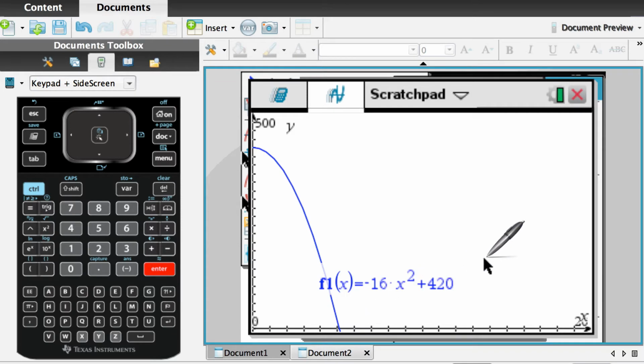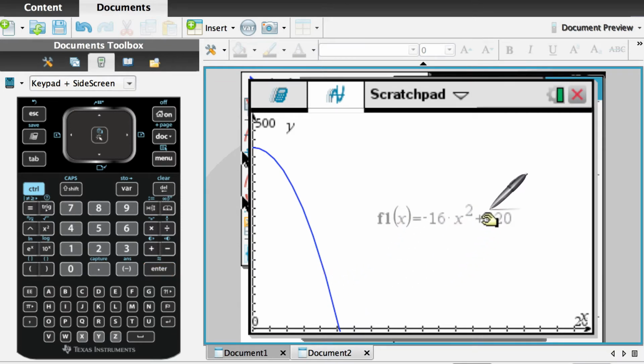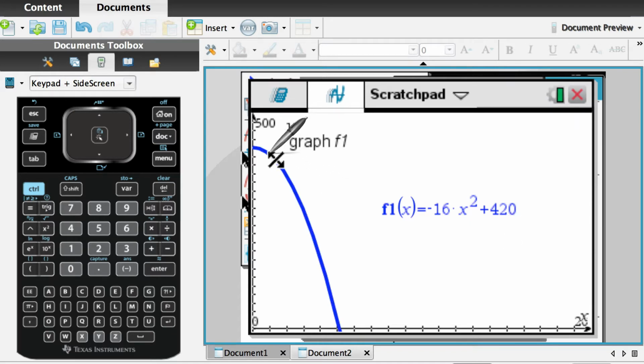Now, what is the problem with this particular graph? Well, there's one major problem with it. It does not accurately reflect the real path of the ball. Remember, the ball was just dropped straight down on a vertical line. It didn't go out at an angle like this. Well, that's where parametric equations come into play.